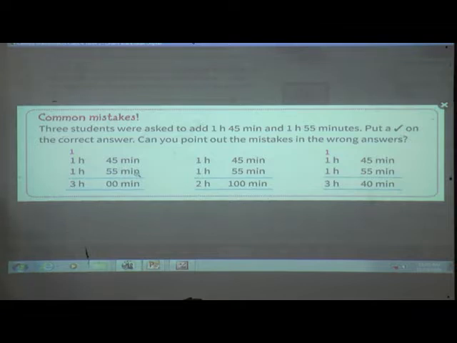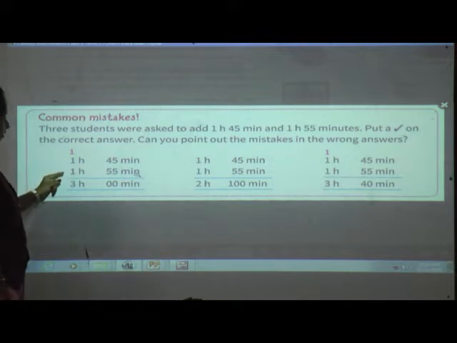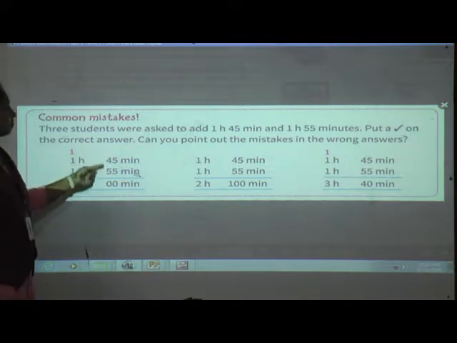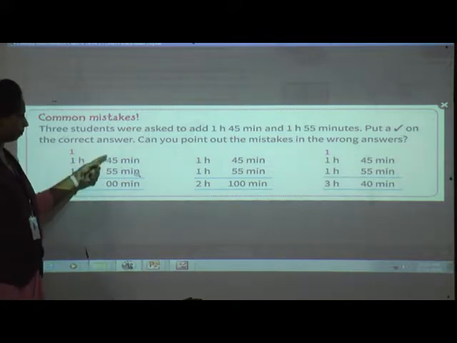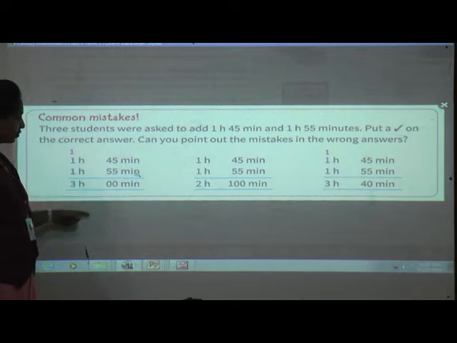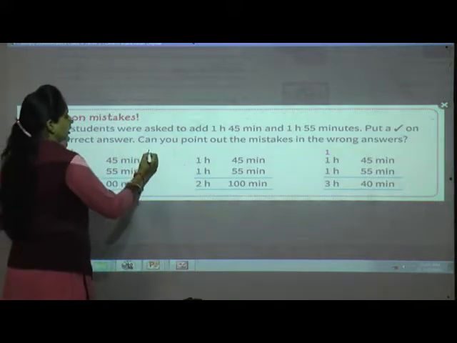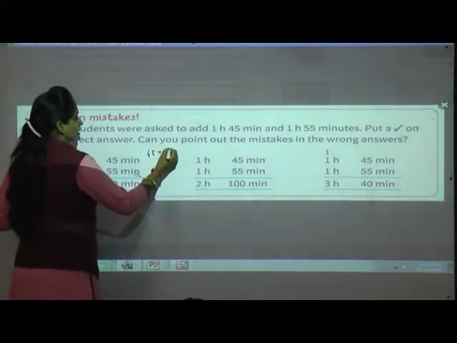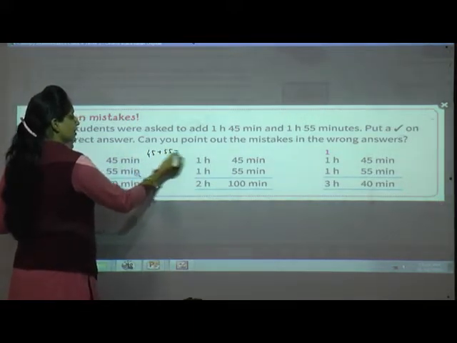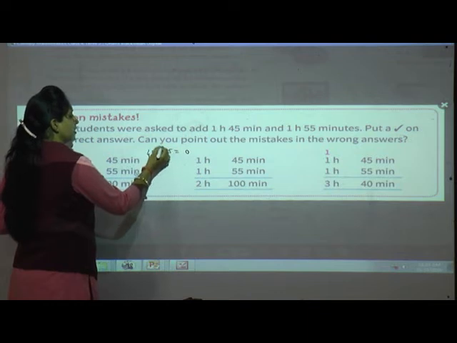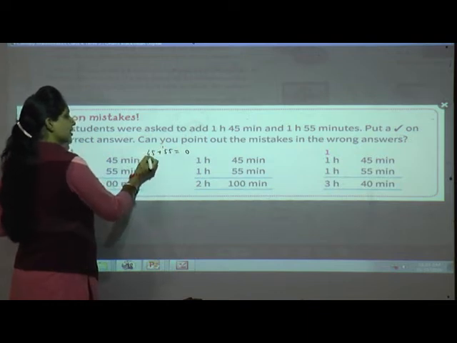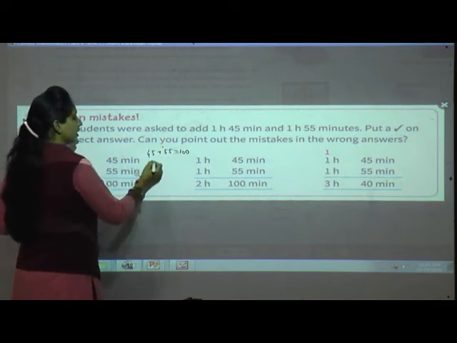Okay. The first student, what has he done? He arranged very nicely hours in the hours column, minutes in the minutes column. Now when we do the addition of minutes, 45 plus 55, we have to add. So what is the addition? 5 plus 5 is 10, carry 1, 1 plus 5 is 6, 6 plus 4 is 10. Here we are having 100 minutes.